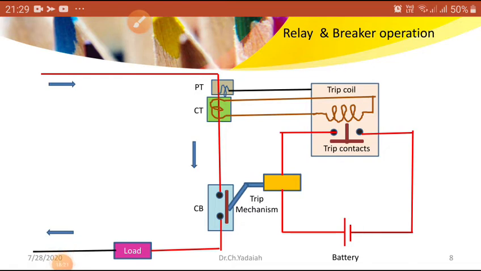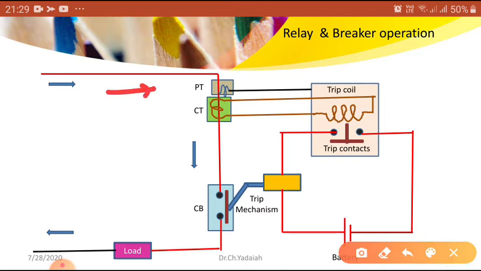Now what is happening here? Relay and breaker operation, similar to the previous circuit. Here the current is coming in this direction, and I placed two instrument transformers, CT and PT. Whatever the current in the circuit is sensed by the CT, and whatever the voltage in the line is sensed by the PT. After that it comes to our circuit breaker.